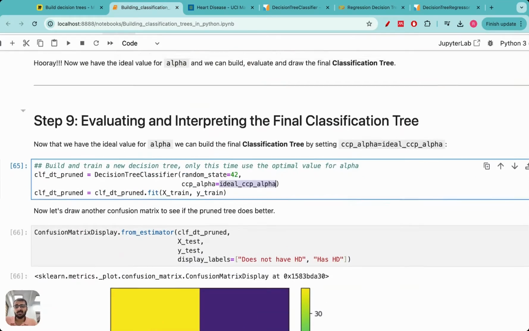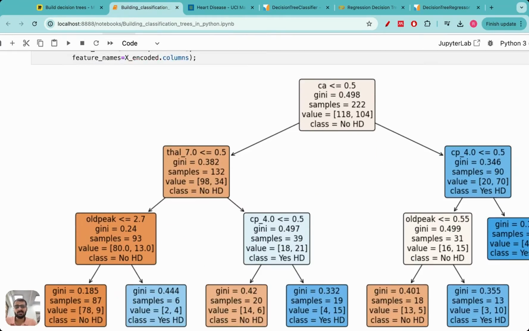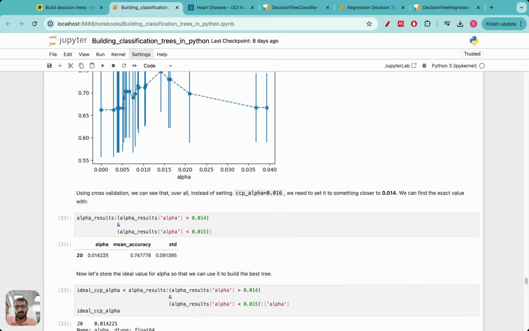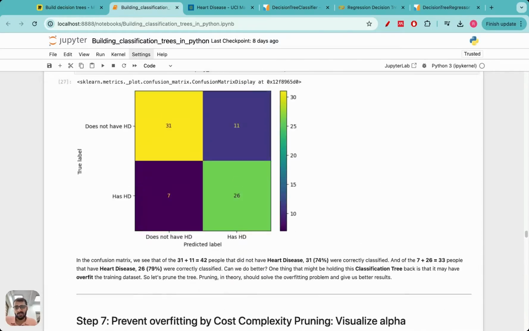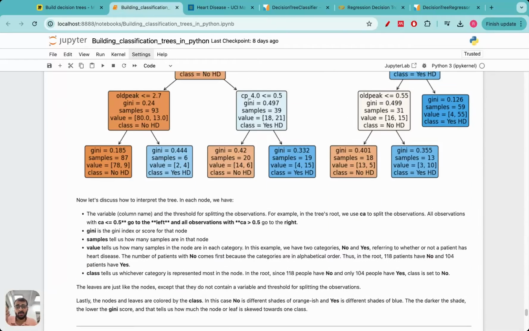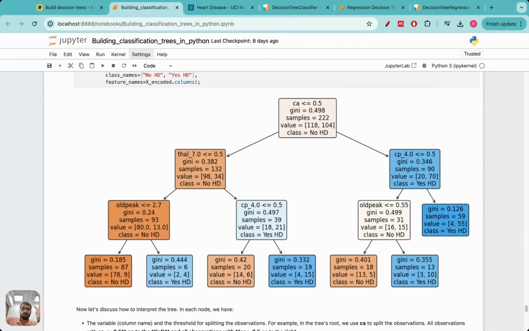Now, if you fit the decision tree with this pruning, you will see that this is how it looks like. Much better, right? Compared to the gigantic tree which was there before. And if you actually plot the testing performance of the shorter tree, it will be much better than the huge tree which we had before.